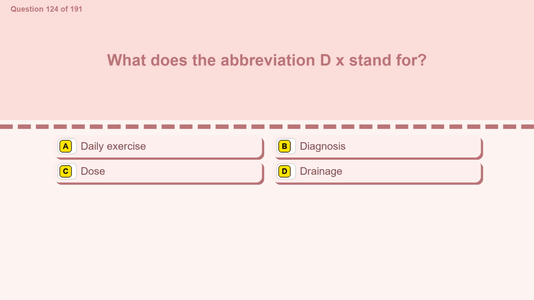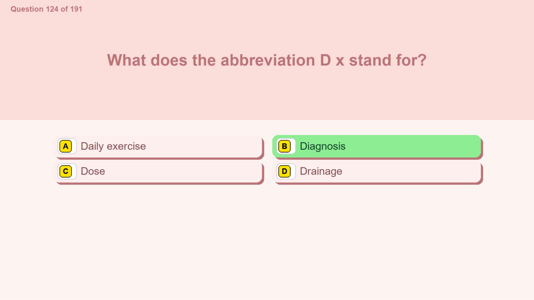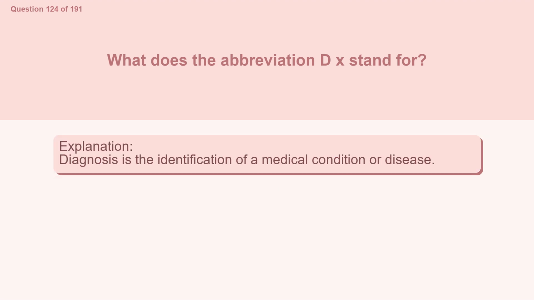Question 124. What does the abbreviation DX stand for? Option A, daily exercise. Option B, diagnosis. Option C, dose. Option D, a drainage. The correct answer is option B, diagnosis. Diagnosis is the identification of a medical condition or disease.